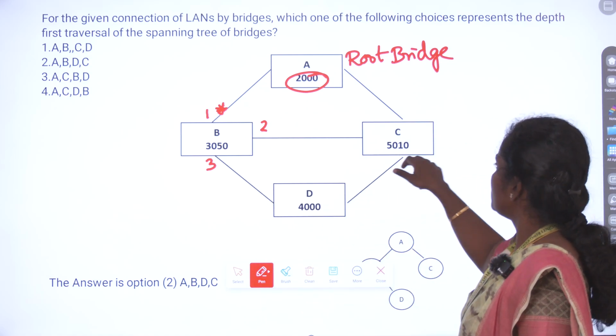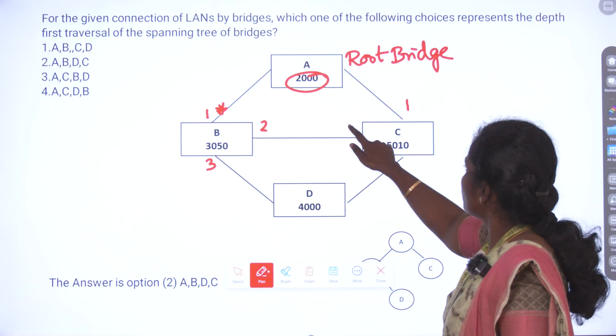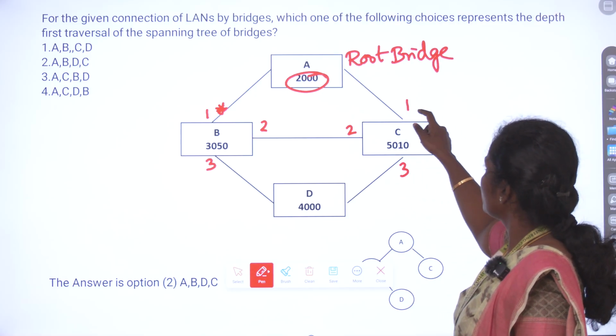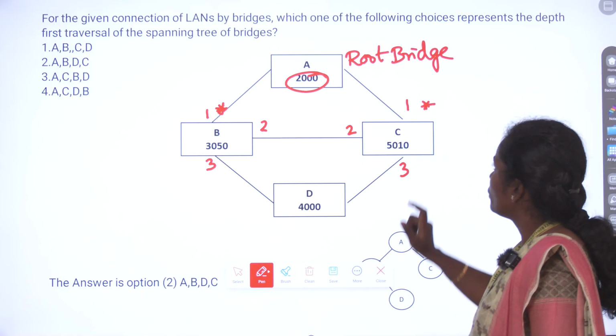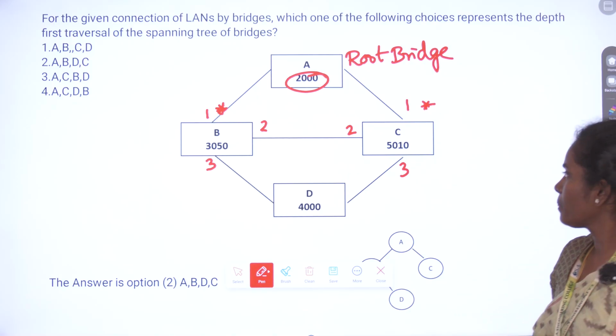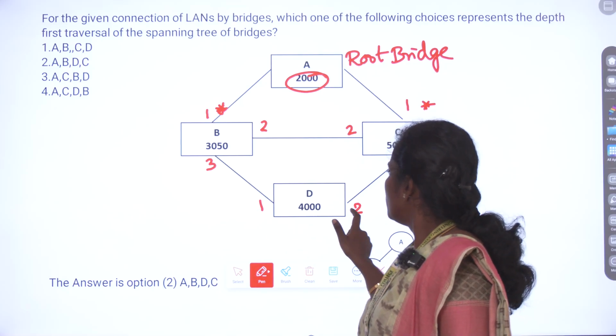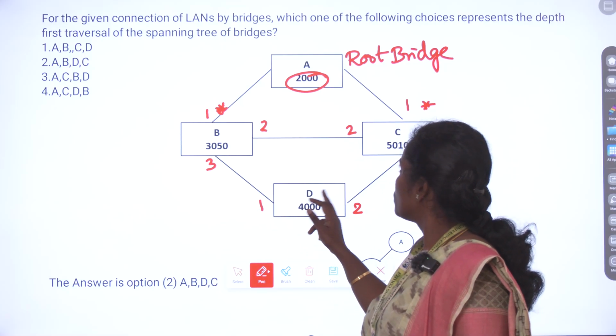Next, we move to bridge C. In this bridge C, I have ports 1, 2, 3. Which port is closest to the root bridge? Here we choose port 1, which is closest to the root bridge. Next, we take bridge D. In this, we have two ports, 1 and 2. Here we have to choose which port is closest to the root bridge.